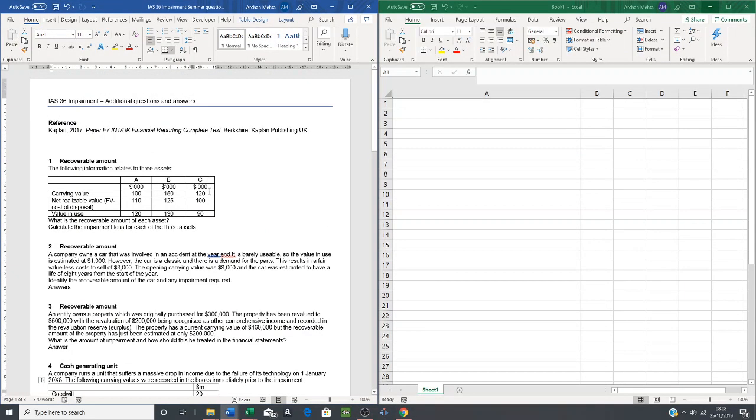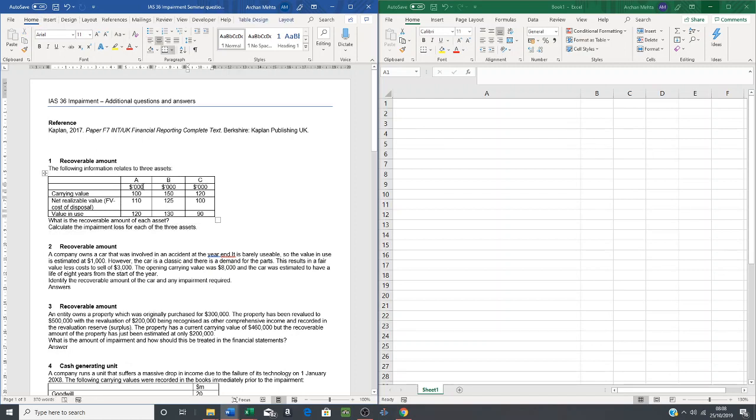Right, so this is the document. We are looking at the first four questions, starting with the first question. It is about recoverable amount and impairment. What you are required to do is calculate the recoverable amount of each asset and calculate the impairment loss of each asset. So the information given to us covers information related to three assets of this company.